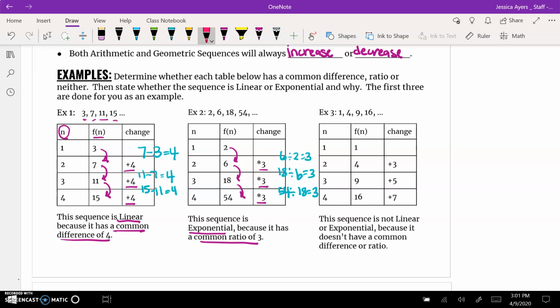Now we get to example 3, and we see we plugged everything in. We see that to get from 1 to 4, we add 3, but to get from 4 to 9, we add 5, and 9 to 16, we add 7. We know we're not multiplying because 1 times 4 would be 4, and 4 times 4 is 16, so that doesn't work.